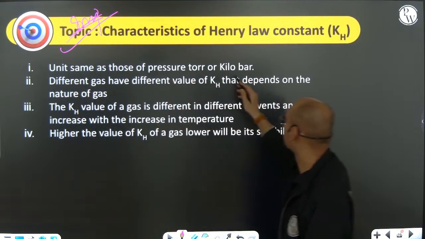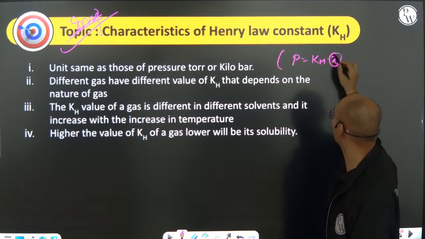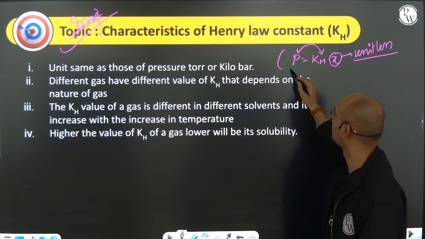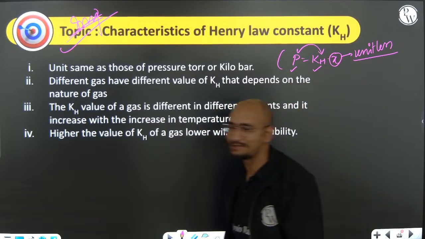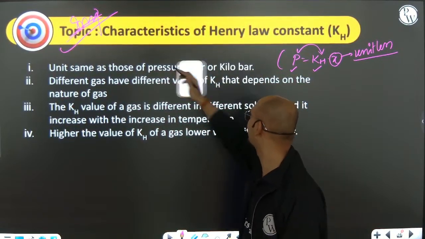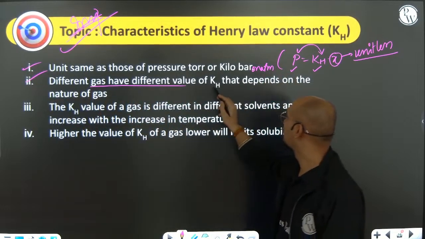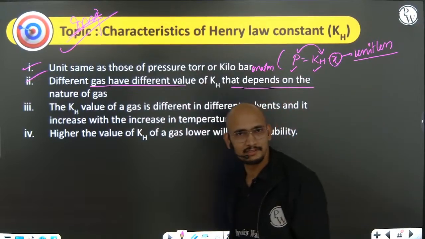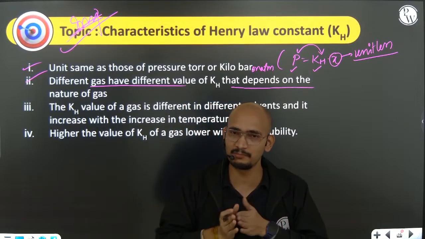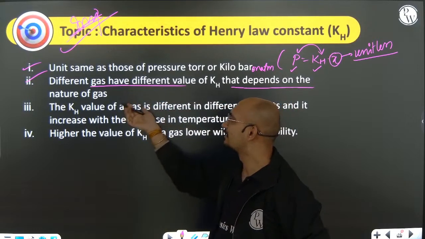Unit is the same as that of pressure, torr or kilobar, because we know that P equals Kh into X. X is unitless. If it is unitless, both of them will have the same unit. P has the pressure unit, so Kh will also have the pressure unit. So it can be torr, kilobar, bar, ATM, anything possible, right? Now, different gases have different values of Kh. That depends on the nature of the gas. Different gases have different natures and different amounts of compressibility. Basically, the more the compressibility, the more the dissolubility. So it depends on the nature of the gas.